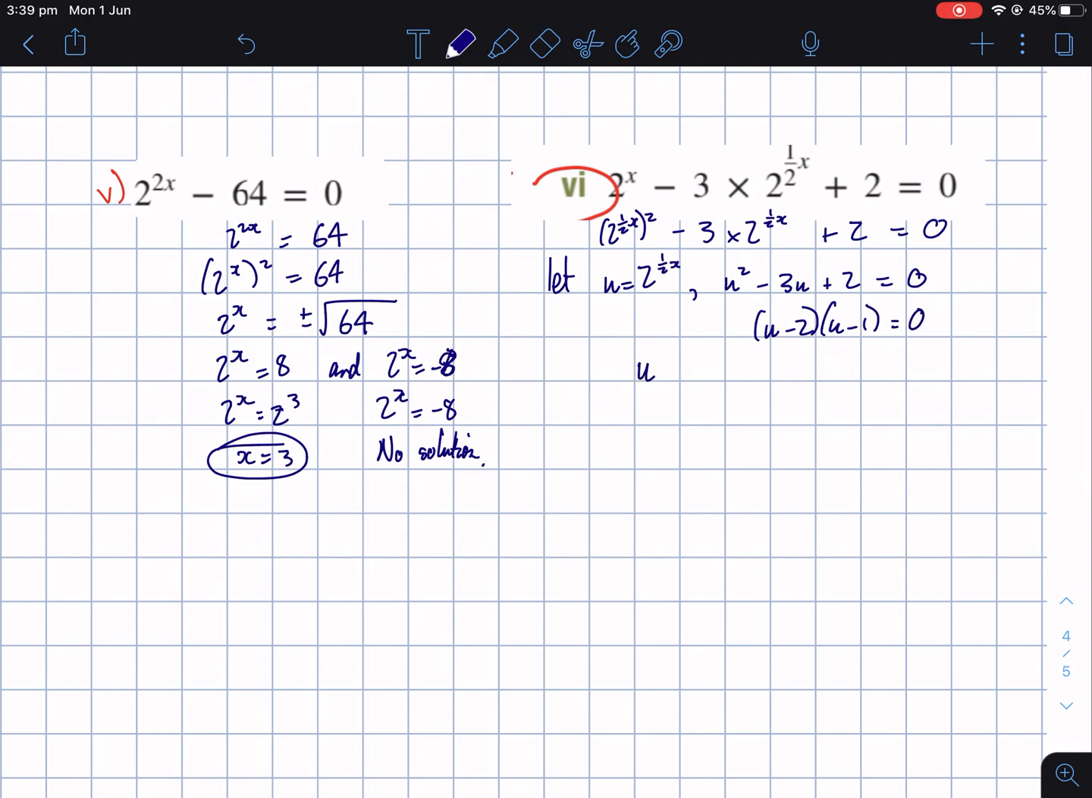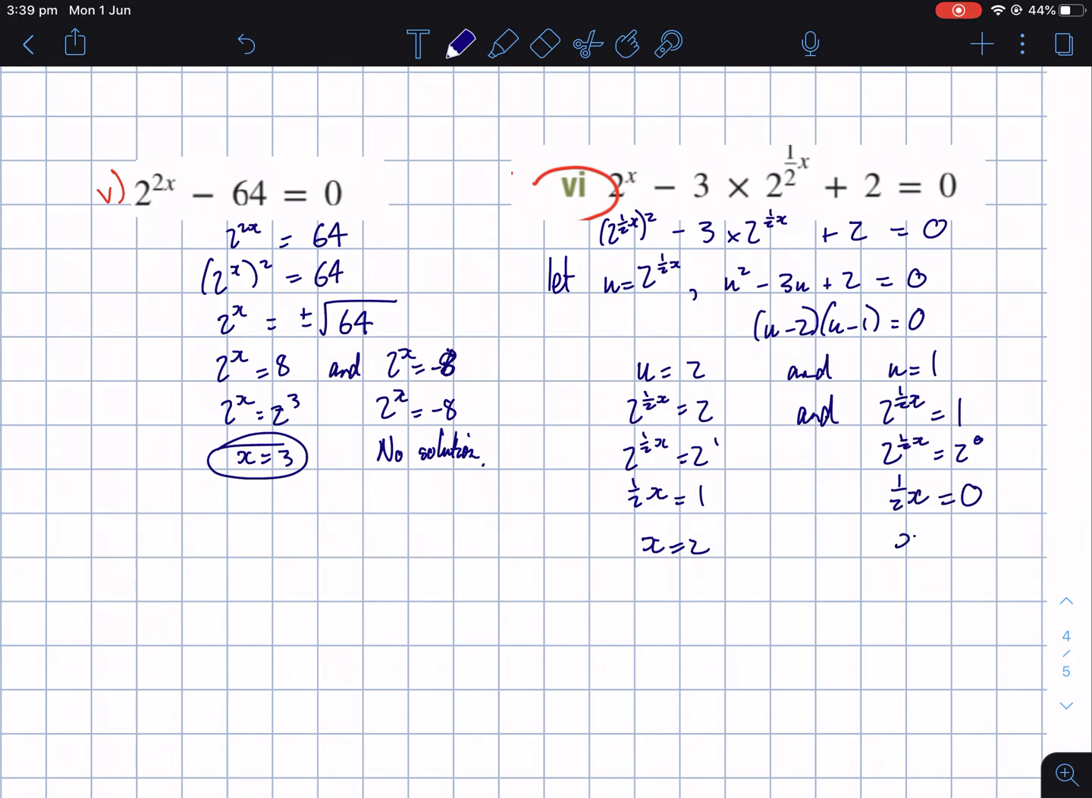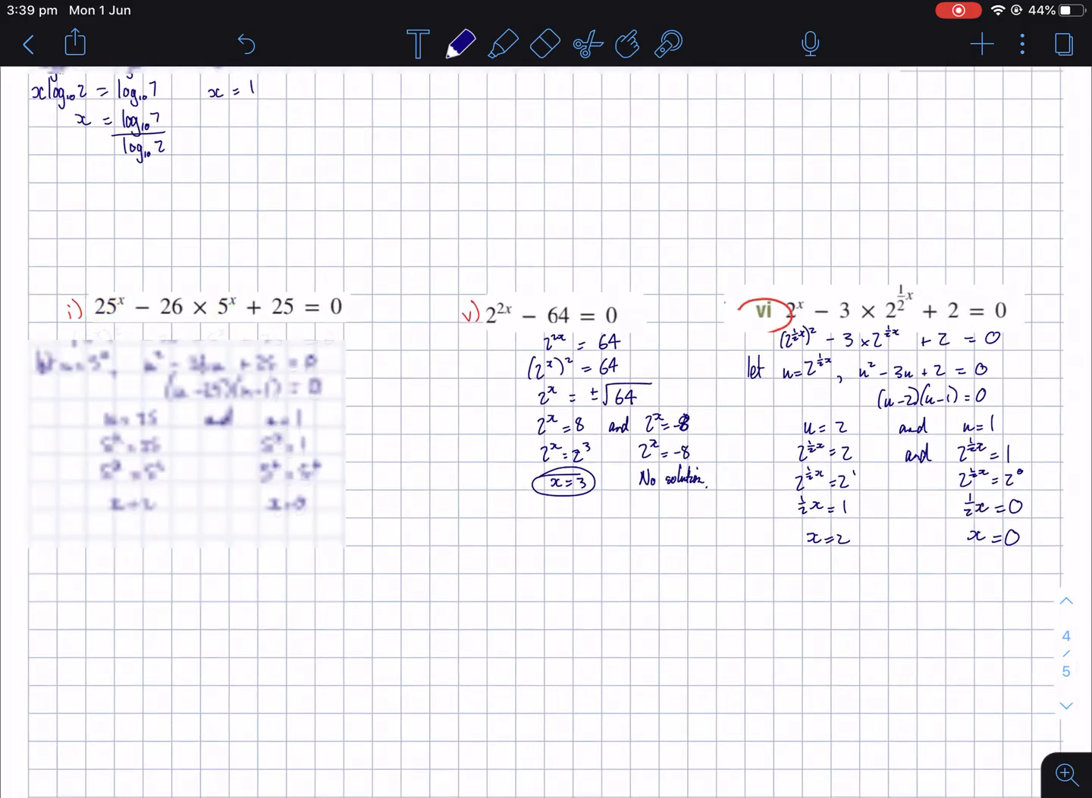Which means u take 2, u take 1 equals 0, u equals 2, and u equals 1, which means we've got 2 to the half x equals 2, and 2 to the half x equals 1. So this is 2 to the half x equals 2 to the 1, and 2 to the half x equals 2 to the 0, which means half x equals 1, x equals 2, and half x equals 0, x equals 0. Not too bad, those ones.